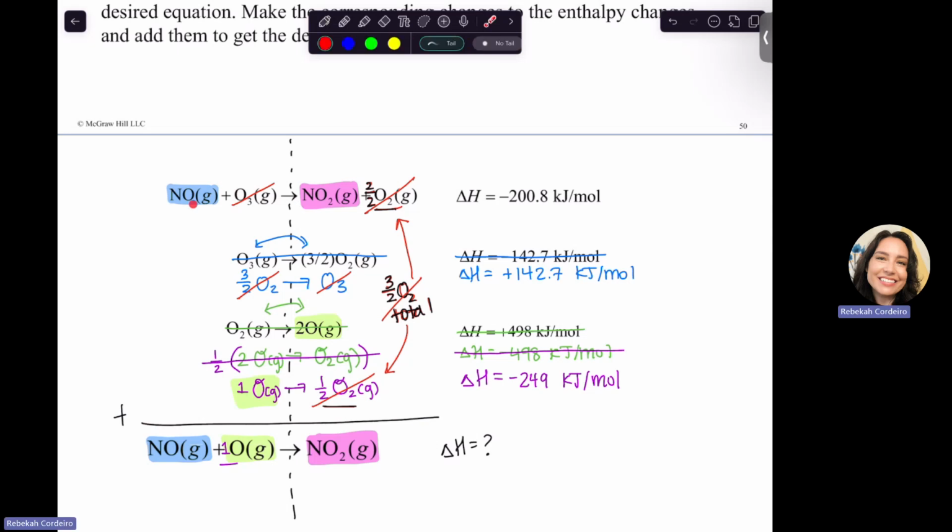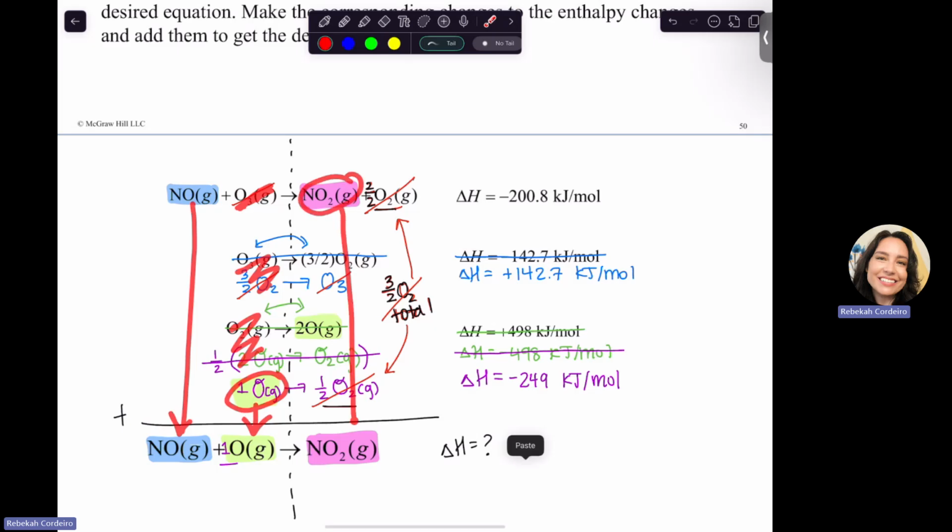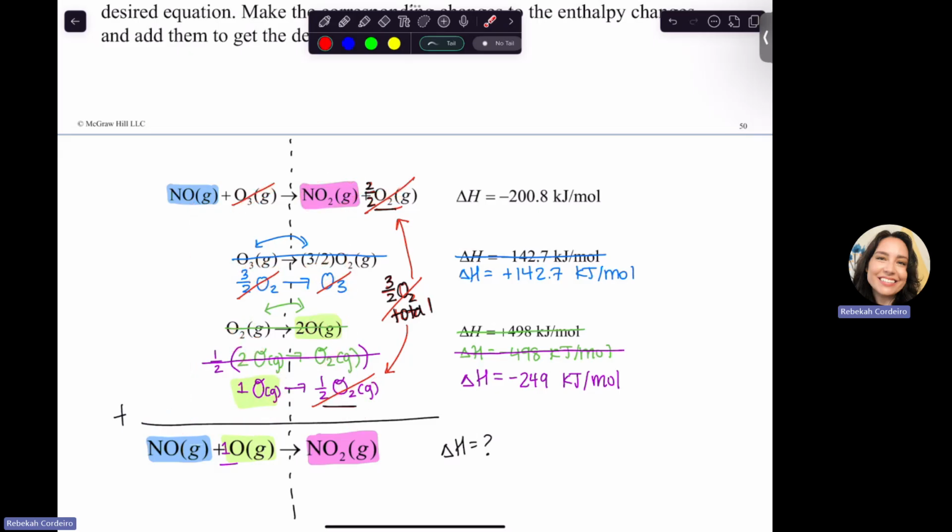all of this. So I have the NO, I didn't cancel out. I canceled out the O3. I canceled out the O2. I canceled out the O2. I didn't cancel out this one, so that goes down. I didn't cancel out the NO2. I canceled out the O2s, these O2s. This is all canceled. Everything else is canceled. So what do I have at the end of the day? The equation that I want.